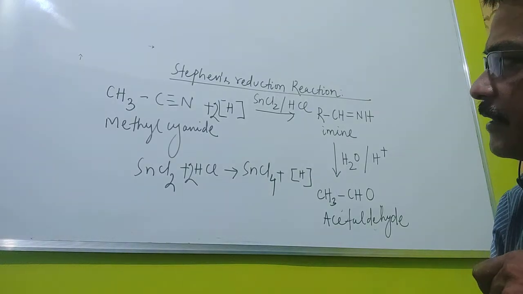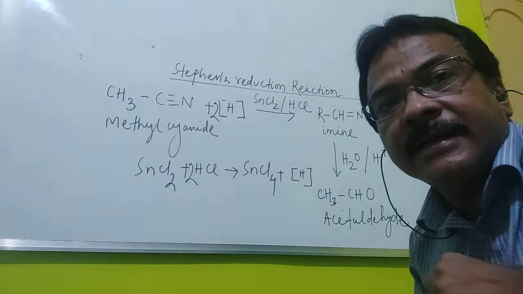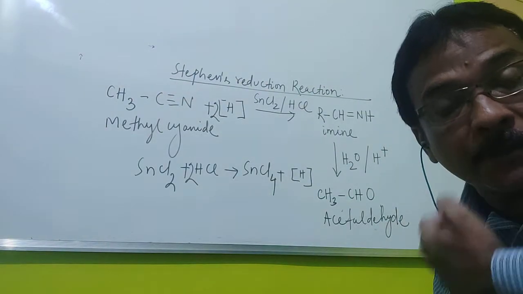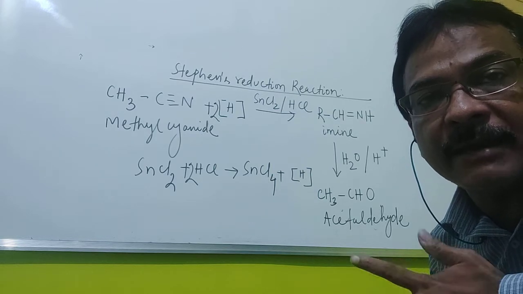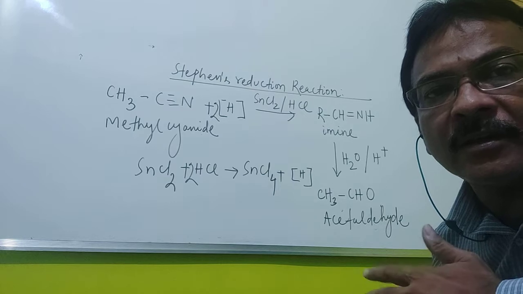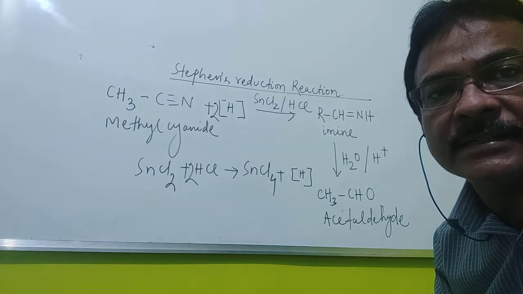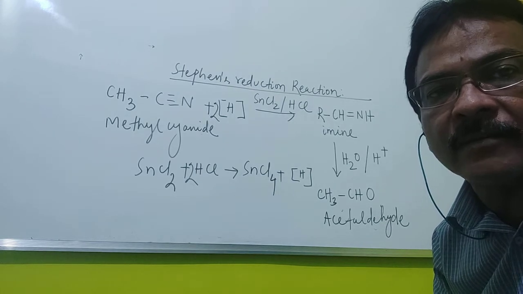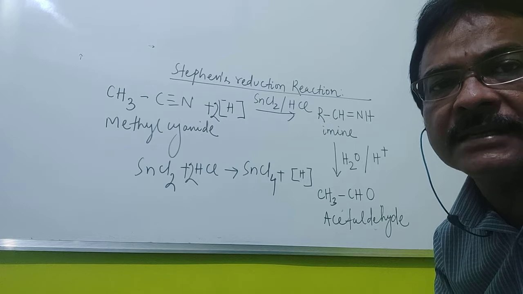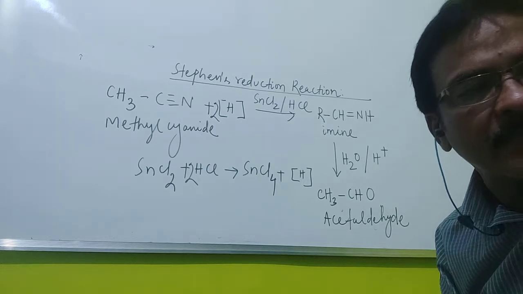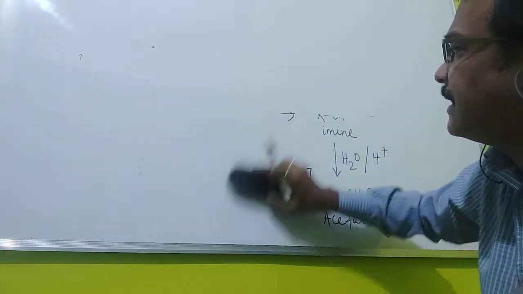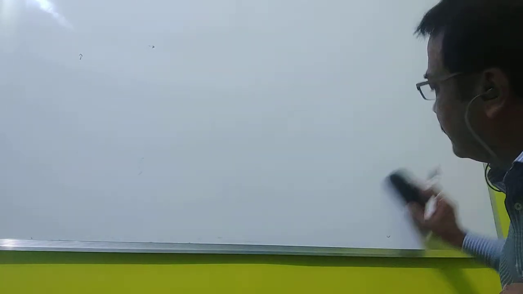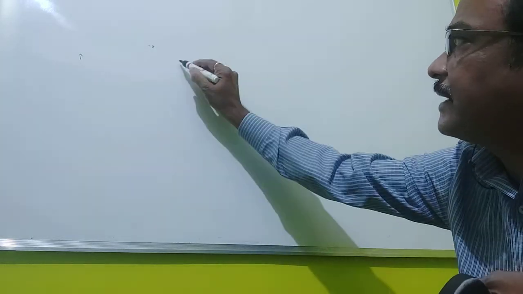So you can make the statement, when methyl cyanide is treated with the mixture of stannous chloride and hydrochloric acid, imine is formed, and that is further hydrolyzed in the presence of acid. Aldehyde is formed, that is acetaldehyde. Then the next reaction we will discuss, that is Etard's reaction. Very important, Etard's reaction.